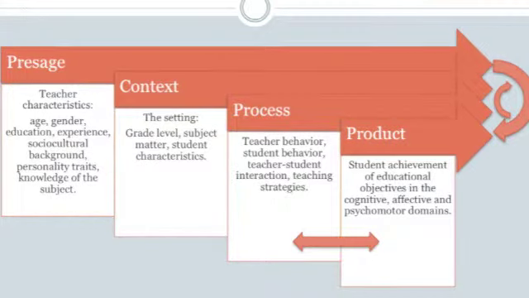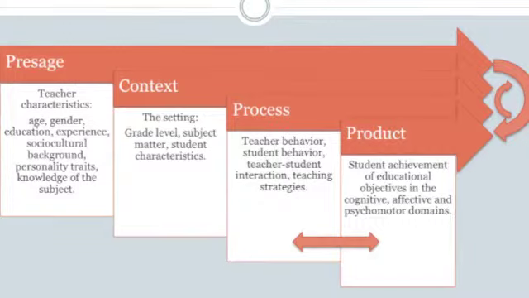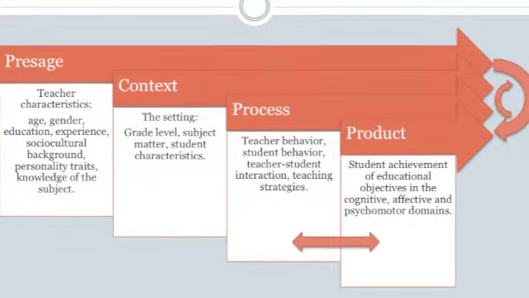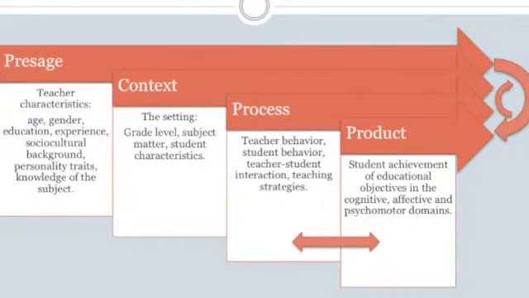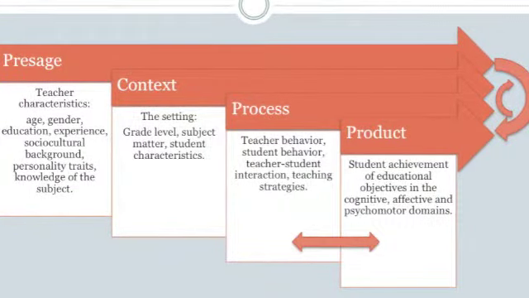And then after that, what is that product? What is the student achieving of the educational objectives? And we do have to look at all the domains: cognitive, affective, and psychomotor. So it all does relate, and it's not linear, although it looks linear in this diagram.